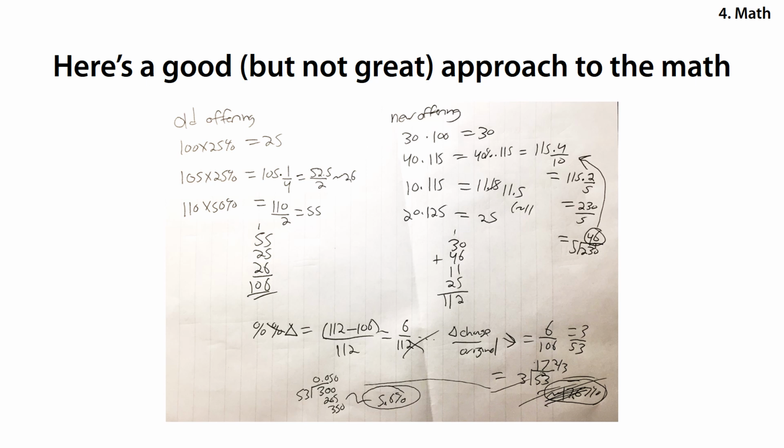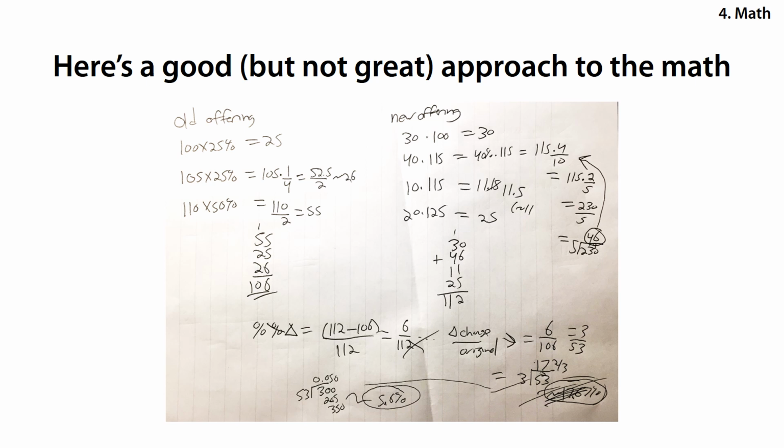Okay, so in looking at the old offering, I see 100 times 25%, 105 times 25%, 110 times 50%. So I'll just do the weighted average. So that's 25. 105 times 25% is 105 times 1 over 4, equals 52.5 over 2, is about 26. And then 110 times 50%, so over 2 is 55. So 55 plus 25 plus 26 is 106.